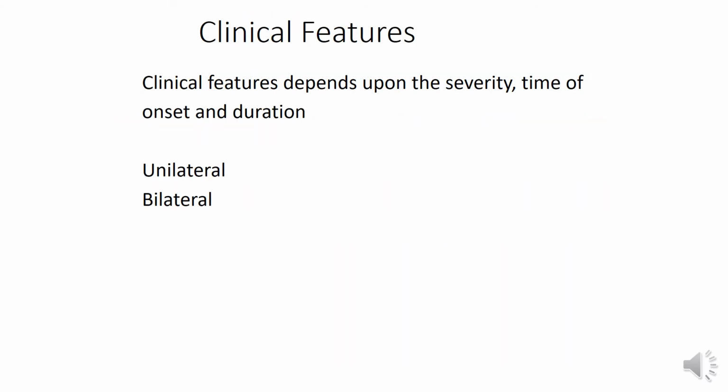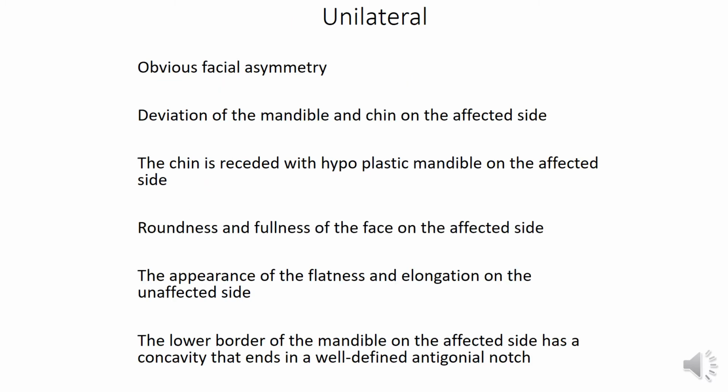The clinical feature of ankylosis depends upon the severity, time of onset and duration. The clinical feature differs for unilateral and bilateral. So for unilateral, there is obvious facial asymmetry. The deviation of mandible and chin on the affected side. The chin is receded with hypoplastic mandible on the affected side. Roundness and fullness of face on the affected side. The appearance of flatness and elongated on the unaffected side. The lower border of the mandible on the affected side has a concavity that ends with a well-defined antegonial notch when palpated or when an OPG is taken.